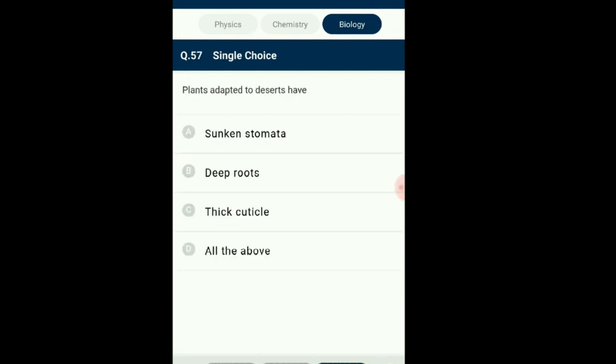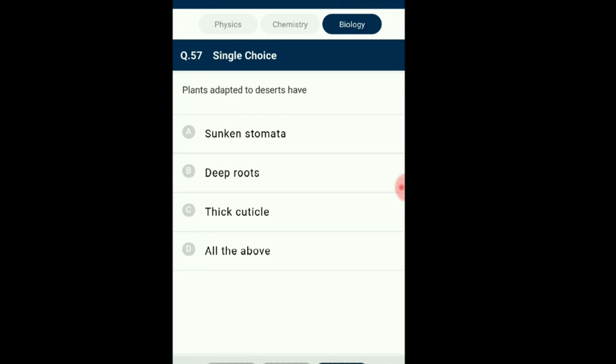Question number 57. Plants adapted to deserts. Xerophytes are plants that grow in deficiency of water, as a result of which they possess some adaptations to survive in the deficiency of water. They have deep roots that penetrate the soil to great depths and have shoots less developed than roots, resulting in reduced transpiration. They also have sunken stomata, which help in reducing the loss of water by opening at night, as there is increased transpiration during the day.